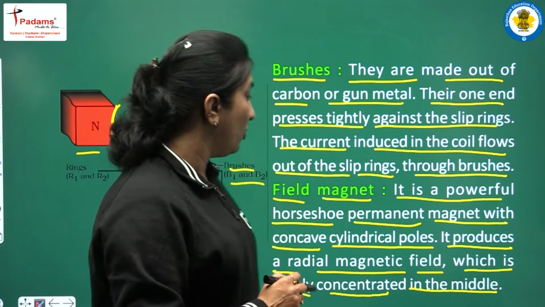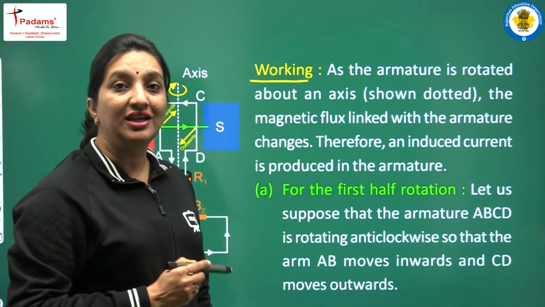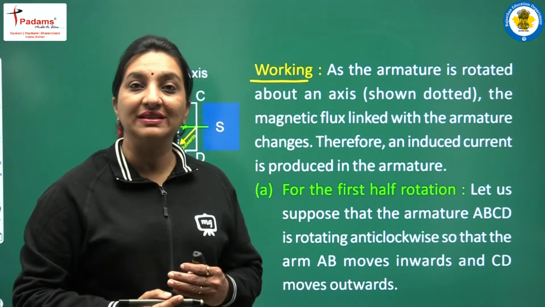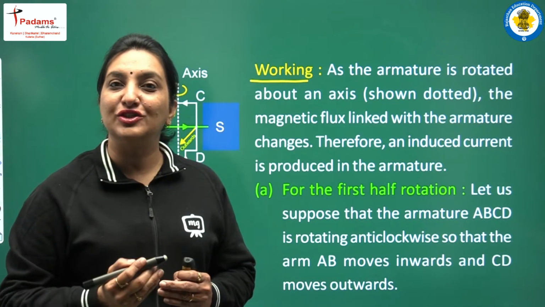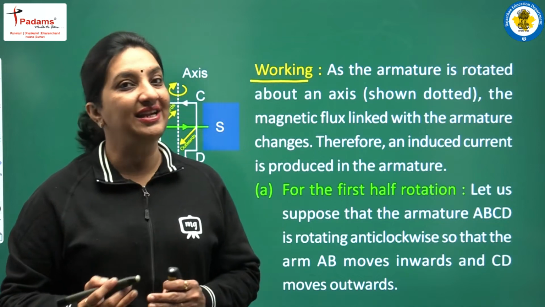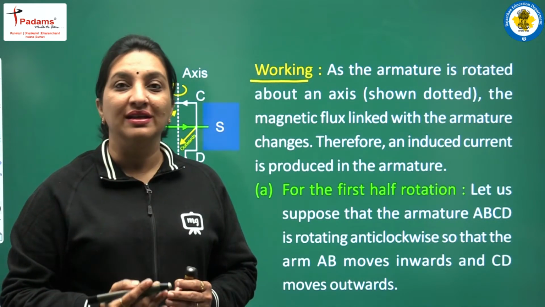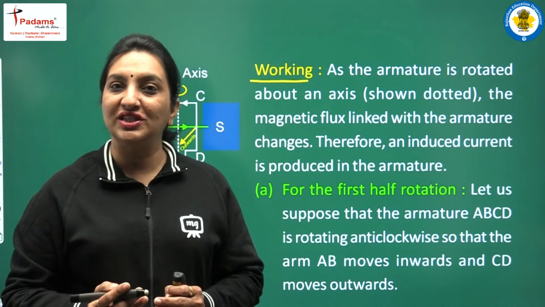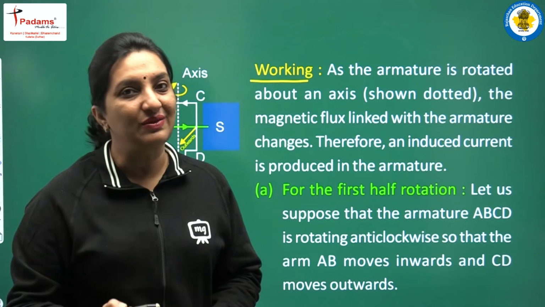Now, we will study the working, that is, how this AC generator is going to convert mechanical energy into alternating electric current. So, let us understand the working. We have understood the various parts of this AC generator. Now, we will understand how this AC generator works.